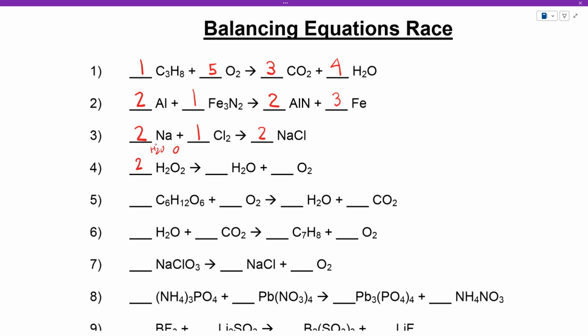But now we have 2 of these H2Os. So let's match this by putting a 2 over here. And this should be a 1. So let's double check. 4 hydrogens. We have 4 oxygens. We have 2 oxygens here and 2 oxygens here. 2 plus 2 is 4. So this equation should be balanced.